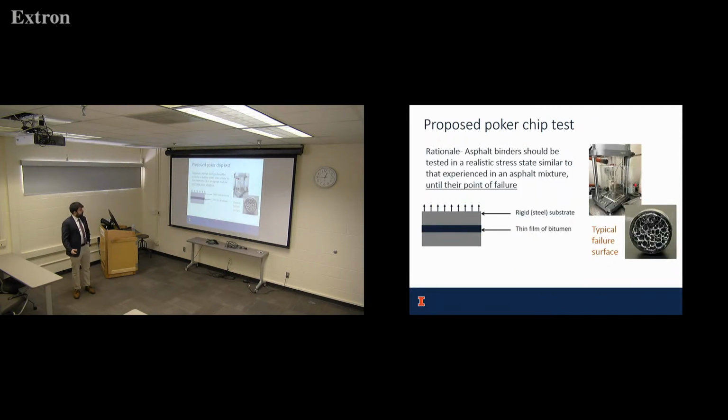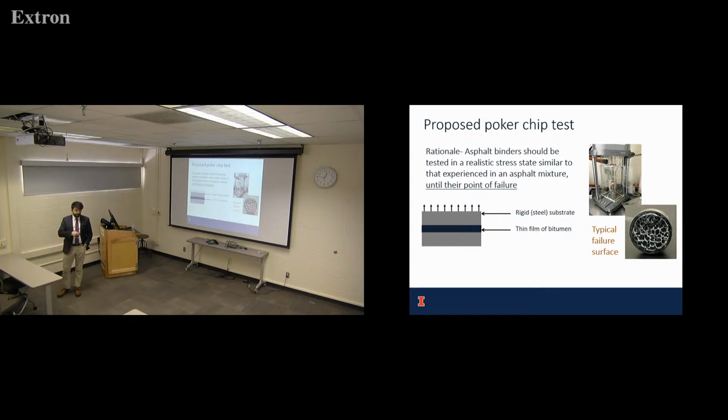So of course we proposed this poker chip test, which we do using a DMA. Basically we confine a thin film of binder between two steel plates. In this case, we're just looking at cohesive failure, so we don't care about the interface. We just want something stiff and something that bonds well. So we bond it between two steel plates, and we pull it apart. We do a monotonic tensile test, pull it apart, and we get a failure surface that looks like this.